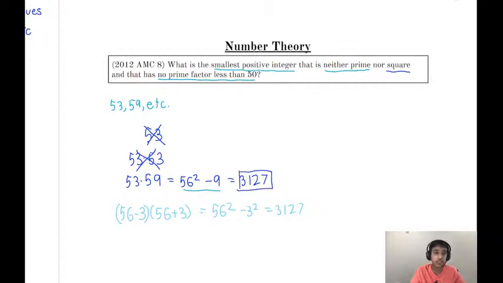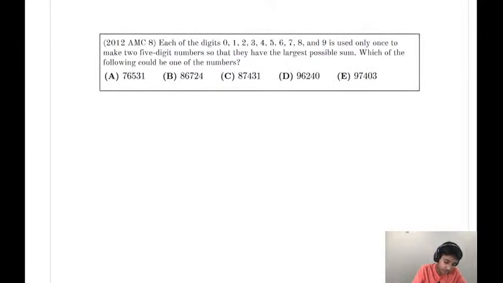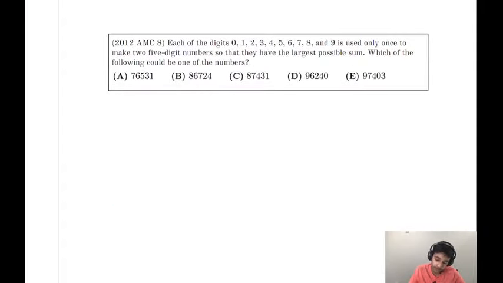So are there any questions? Okay, now let's move on to the next problem. Each of the digits 0 through 9 is used only once to make two 5-digit numbers so that they have the largest sum possible. Which of the following could be one of the numbers?